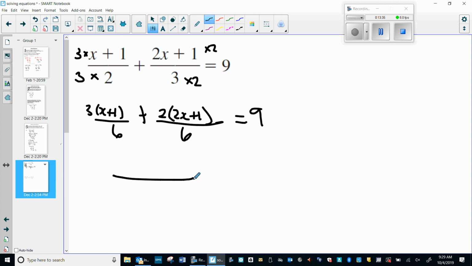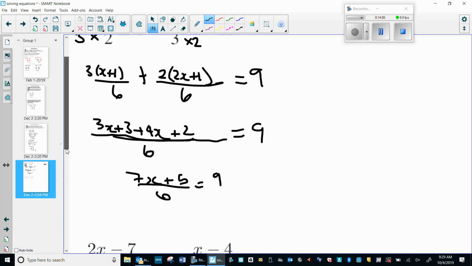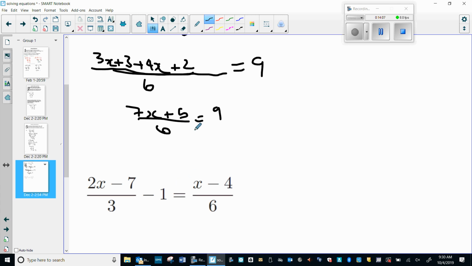Yep. And then you expand the brackets. So now 3x plus 3. And then you do plus 2x. Sorry, 4x. Plus 2. And then you collect the like terms. So you do 3x plus 4x plus 7x. And then plus 5 over 6. And then you multiply the 9 by the 6.